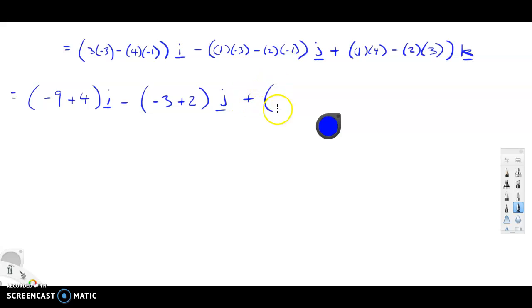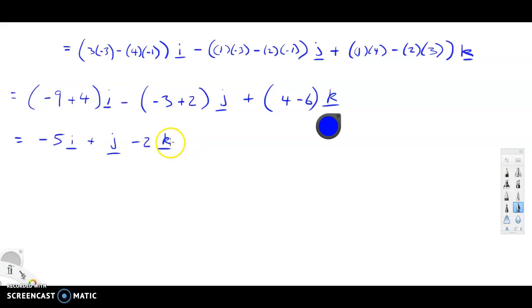And then we have 1 times 4 is 4 minus 6 times K. So that becomes, the bigger number here is minus, so our answer is going to be minus. The difference between them is 5. Here again, we're going to have negative 1, but then we have another negative sign here, so that becomes plus 1J. So we can leave out the 1 and just have plus J. 4 take away 6 is minus 2.